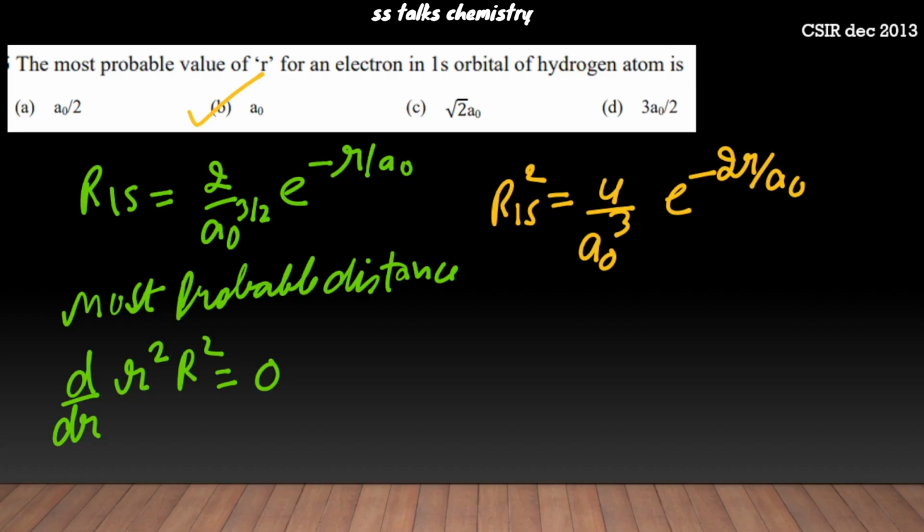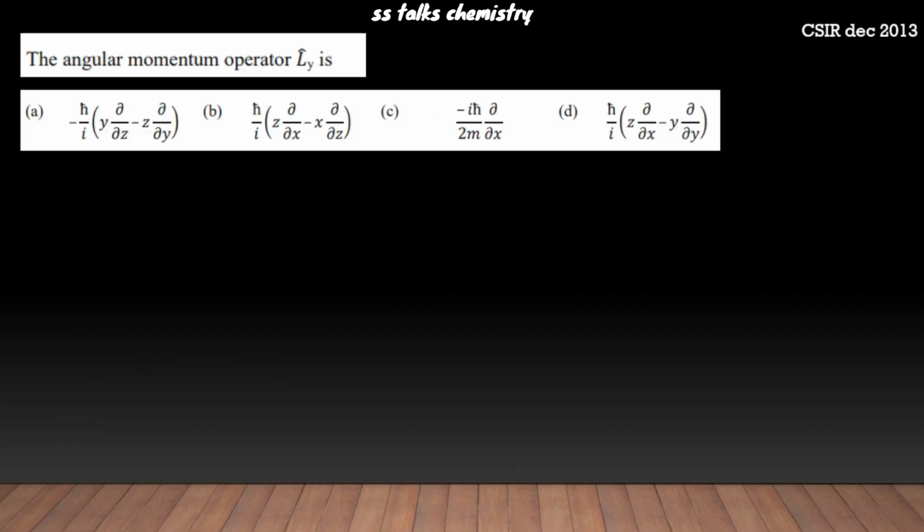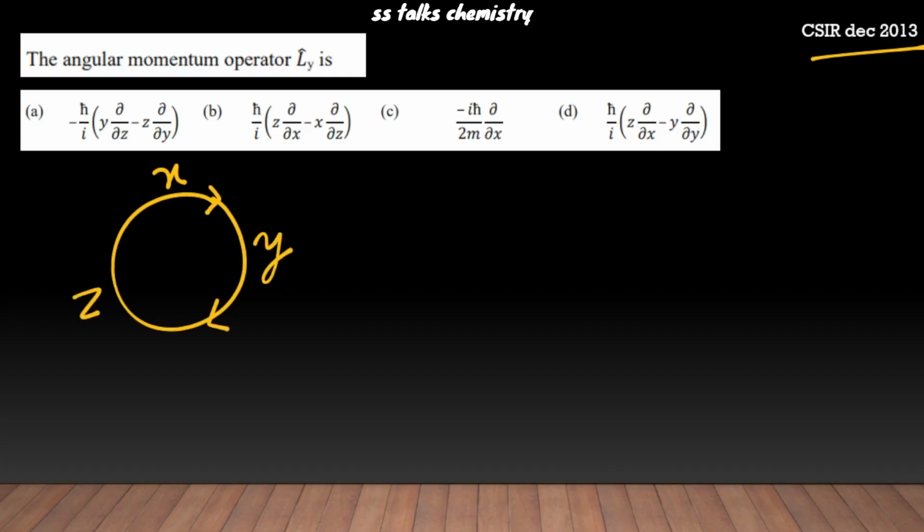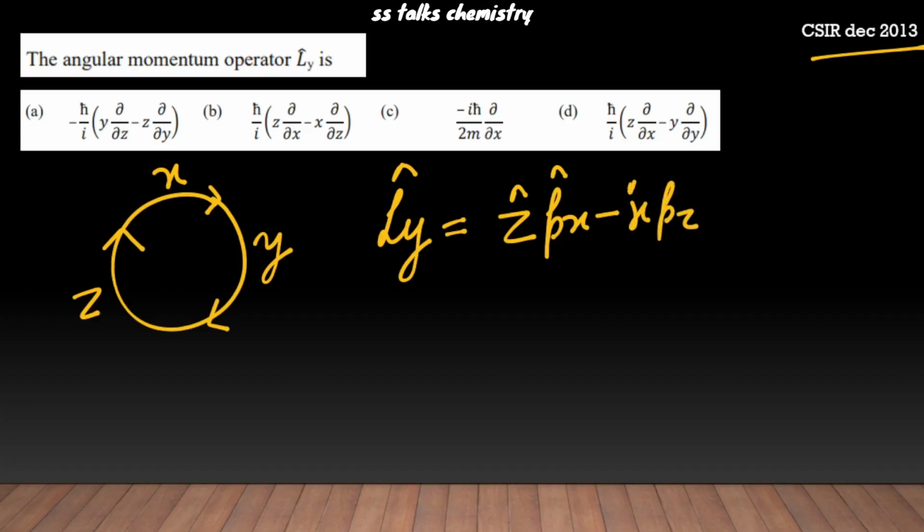Okay. Now next, this question we are having. So again from December 2013, the angular momentum operator, which is Ly. So cyclic rule we have to follow in this. We keep x, y and here the z. From x to y you are going, from y to z, and z to x. Now we need to find the value of the Ly operator, right? So from y we are going to z, so it will be z. Now the remaining one is px, right? z into the px minus x into the pz operator. So this is the value of the Ly operator.